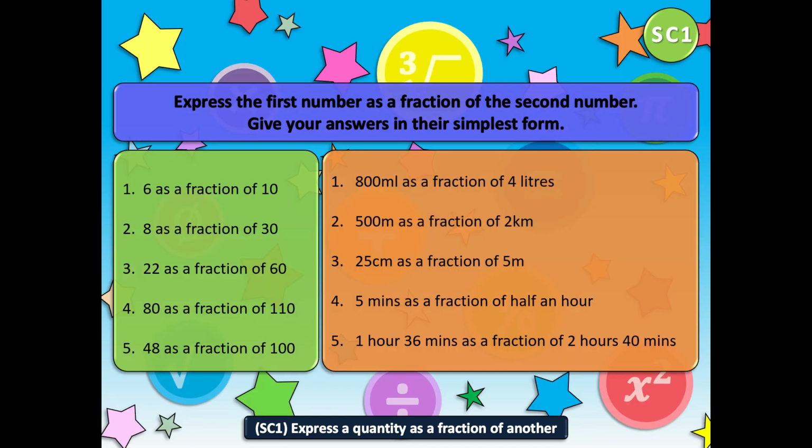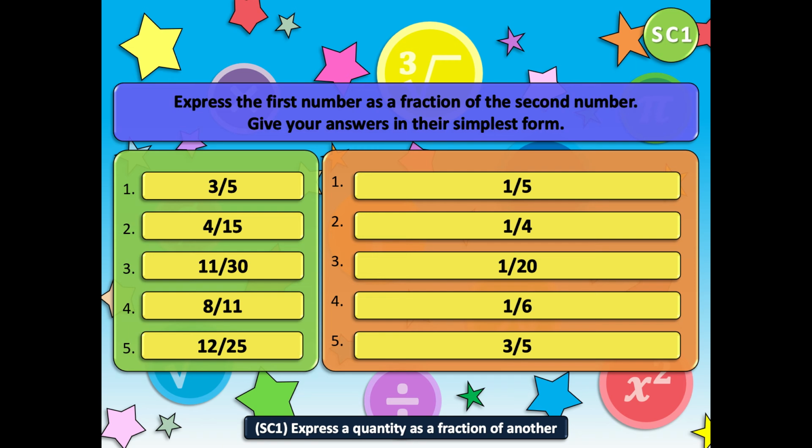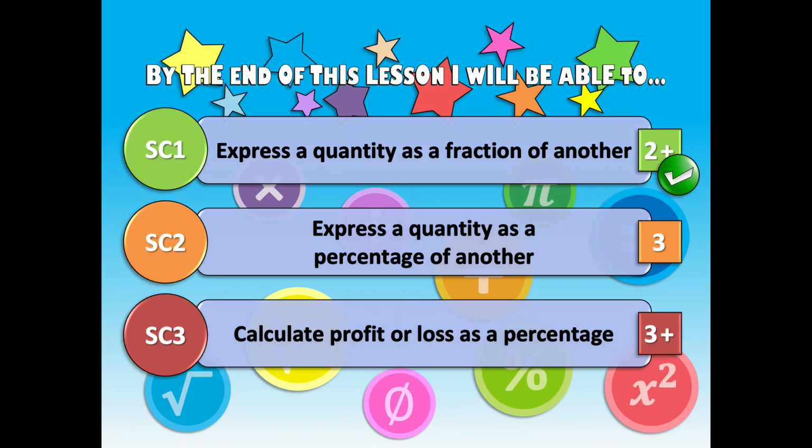Here's some questions for you to have a go at. Pause the video, and when you're ready to mark your work, press play. Here are your answers. There's your green answers, and there's your amber answers. And now we've completed success criteria 1.